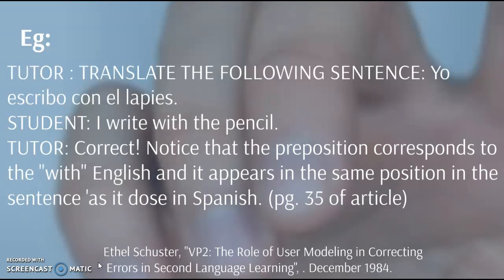Notice that the preposition corresponds to the English and it appears in the same position in the sentence as it does in Spanish. And we refer to the English word "with" to the Spanish word "con" in the sentence. This is a good foundation for them.